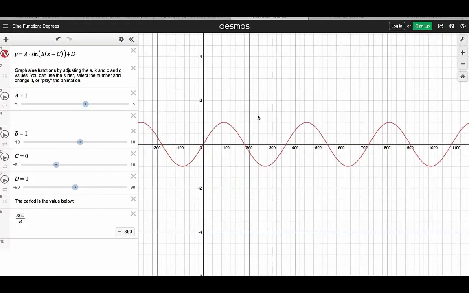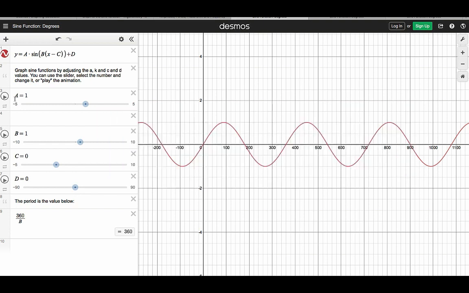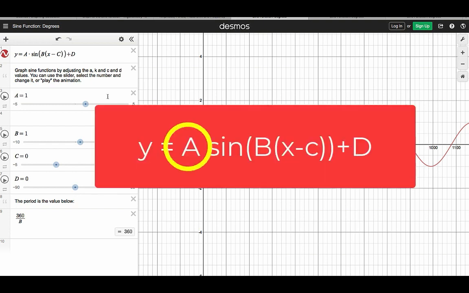Now let's explore the graph of the sine function using desmos.com. So I have here the transformation form of the sine function. It is y equals a times sine of the quantity b times the quantity x minus c, plus d. So what are all these letters referring to? Let's take a look first at the effect of a to the graph. So the a is this value.